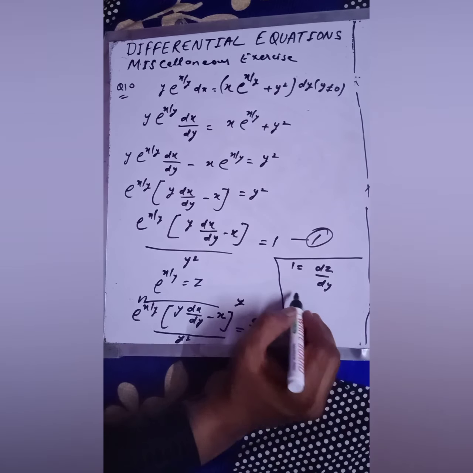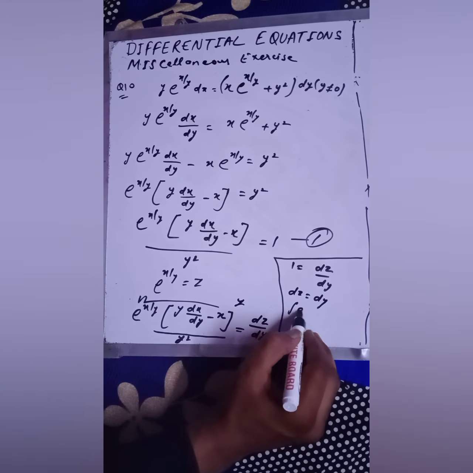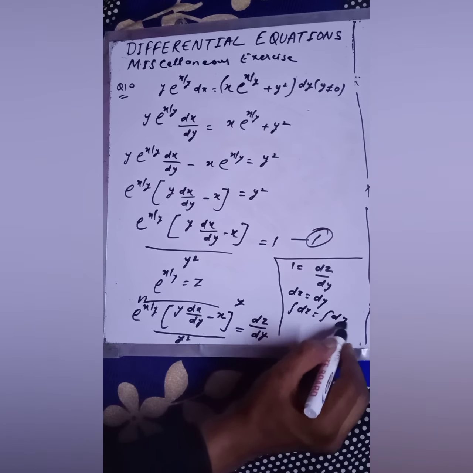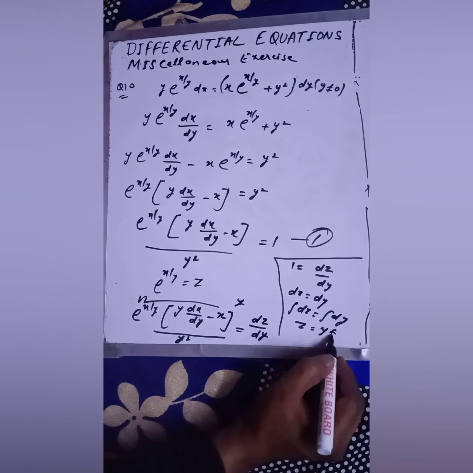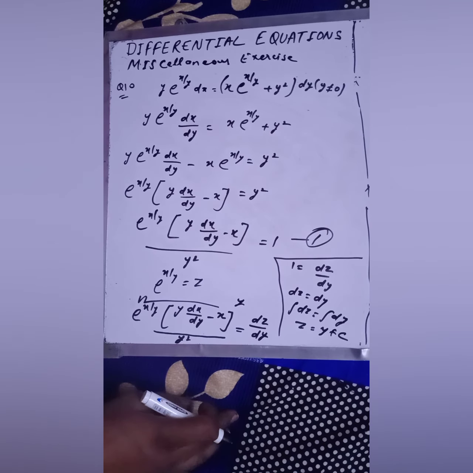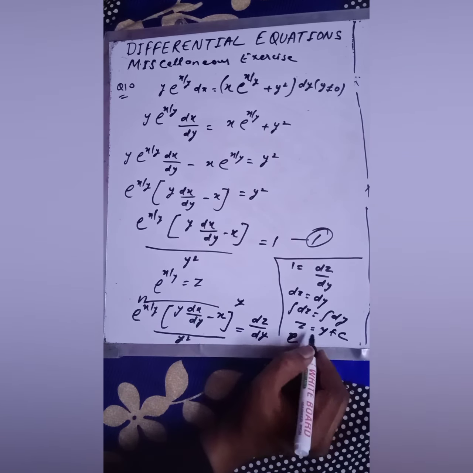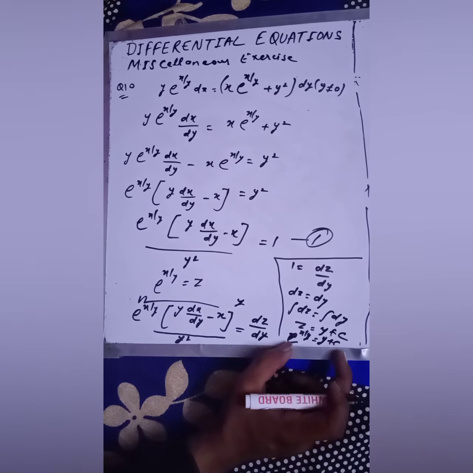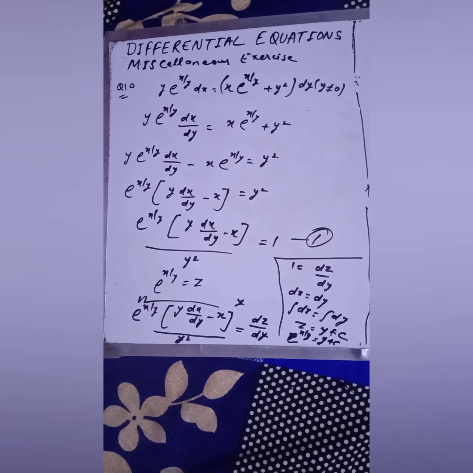Okay, so just shift it. So dz is equal to dy. So you have to integrate both sides. So your z is equal to y plus c. Fine. So your z is x e raised to power xy, that is equal to y plus c. So this is your final answer. Okay, so this is how you can solve question number 10 of this exercise.